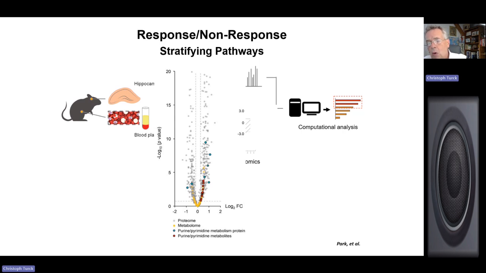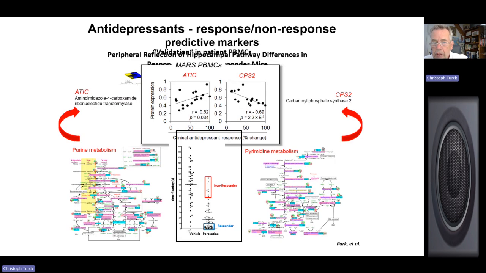These are proteins or metabolites that are part of interesting pathways that I'm showing on the next slide. It turned out that two pathways, namely purine metabolism and pyrimidine metabolism, seemed to be the most affected in the hippocampus of these mice and were different between the responder and non-responder mice. So this is an interesting finding. We not only found this in the hippocampus, but also reflected in the blood, in the plasma, which gives us great hope that this could eventually be used for a clinical assay.